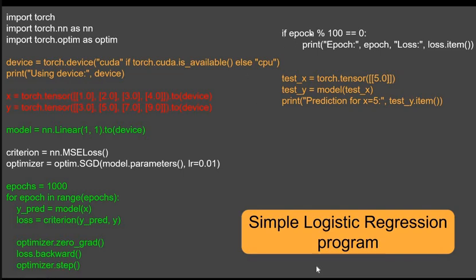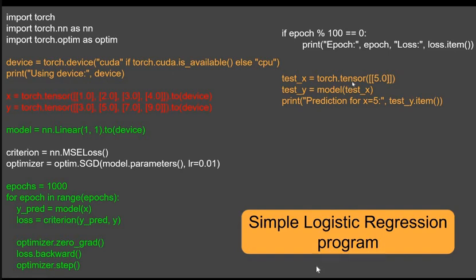Then we have if epoch % 100. That means every 100 epochs, we will print the epoch number and the loss. So it will tell me which epoch it is and the loss.item, that means the loss that was observed in that epoch. And then we are testing the model.